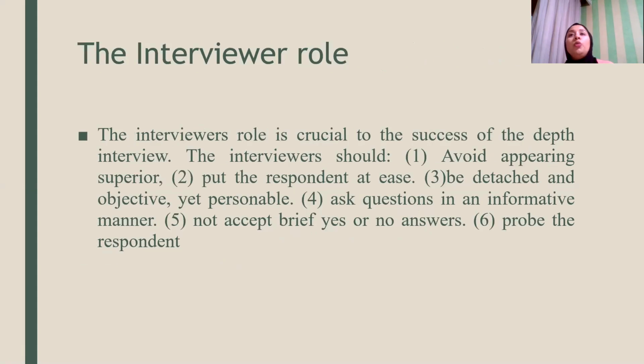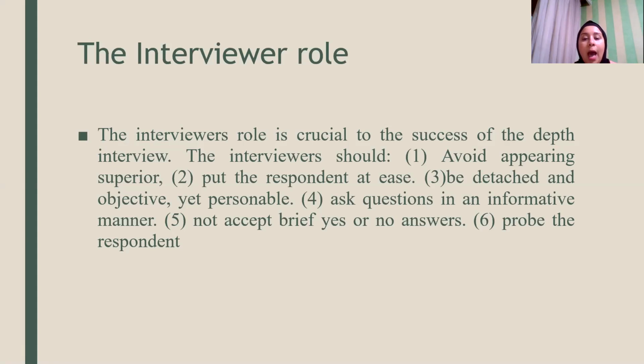What about the interviewer role? As I told you before, in the focus group discussion, the moderator plays a very important role in whether the focus group is going to be successful or not. The same goes with the interview. In terms of the interview, the interviewer is crucial to the success of the in-depth interview. Why? Because the interviewer, first of all, avoids appearing as a superior.